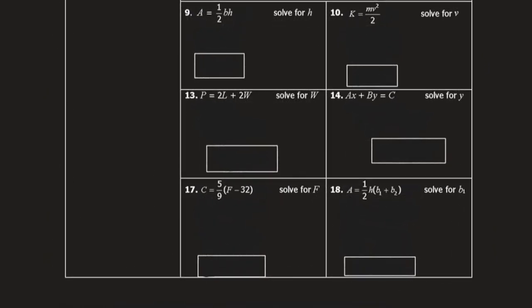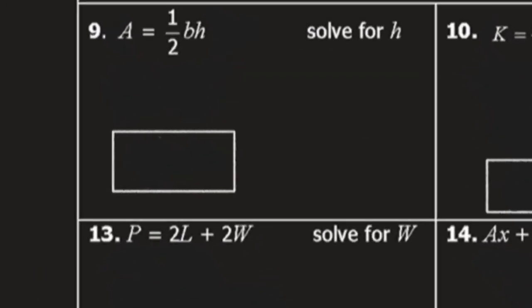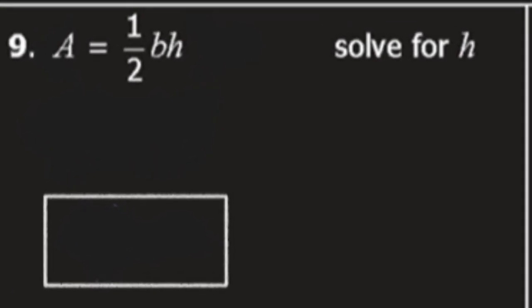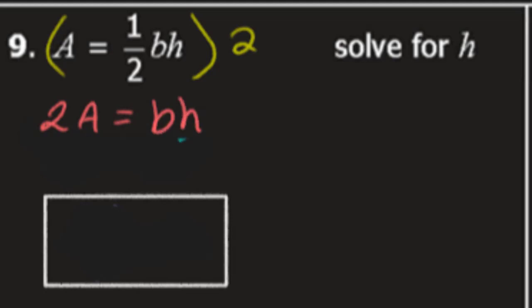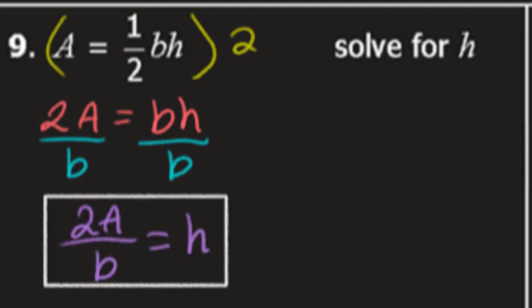Now let's look at some multi-step literal equations. Number 9. Let's first eliminate the fraction by multiplying by 2. Divide by b. 2a over b equals h.